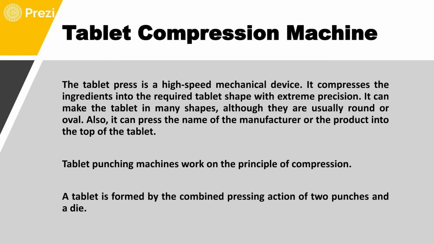In the previous session, we discussed the tablet compression process. The tablet compression machine is a very high-speed mechanical device which compresses tablets with extreme precision and in many shapes, with facilities like printing the name of the manufacturer or any product quality or brand name. It works on the principle of compression. Basically, tablets are formed by the compression process with the help of two punches and a die.